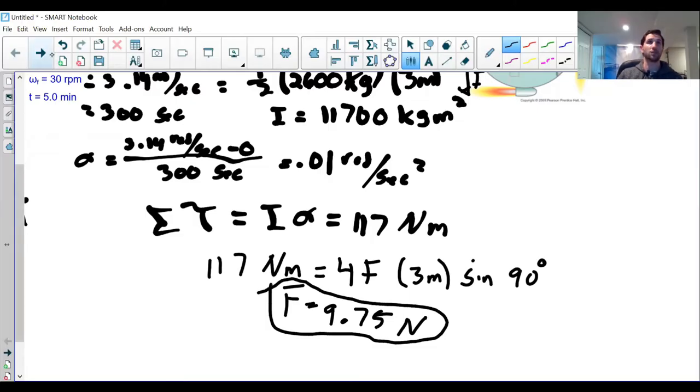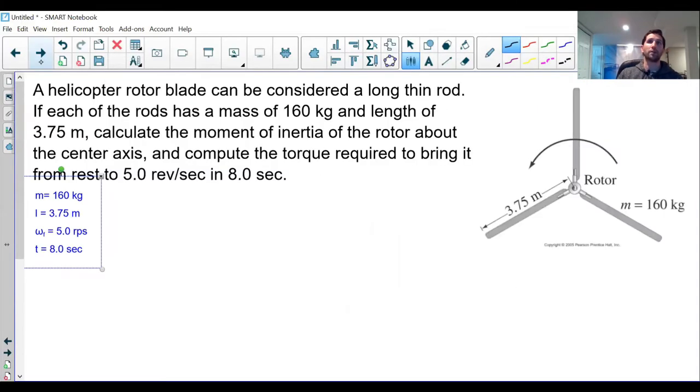Okay, next. This one asks for the moment of inertia of the rotor and then to compute the torque required to bring it from rest to 5 revolutions per second in 8 seconds. You should already have the moment of inertia of this thing because we did it a couple of days ago. That came out to be 2250 kilogram meters squared. If you don't remember, go back and take a look at how we ascertained that answer.